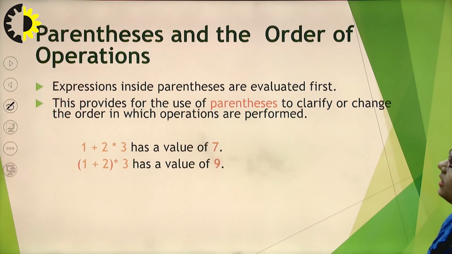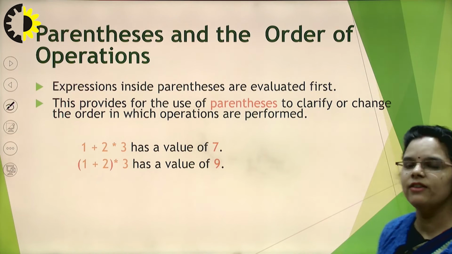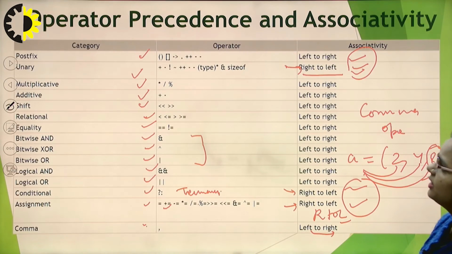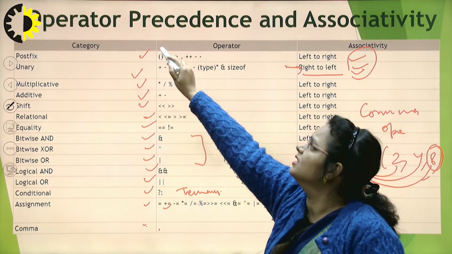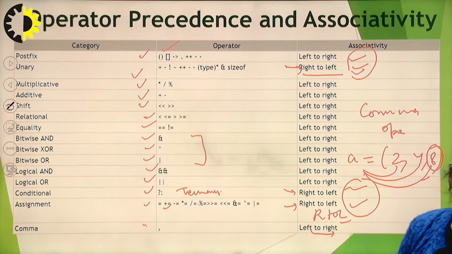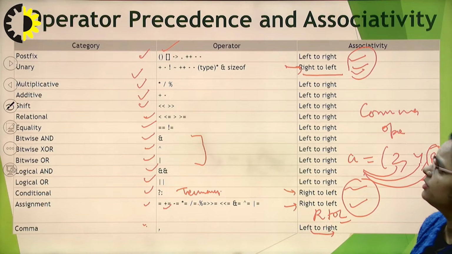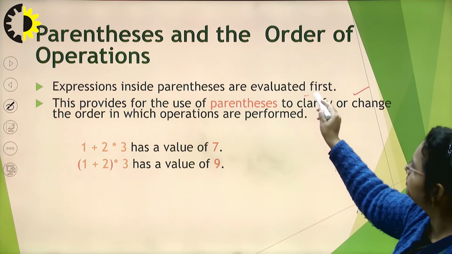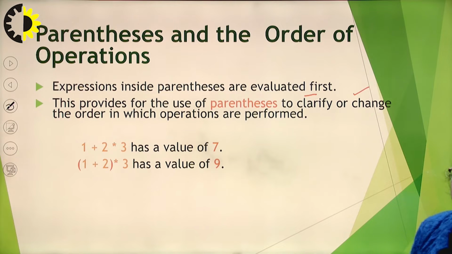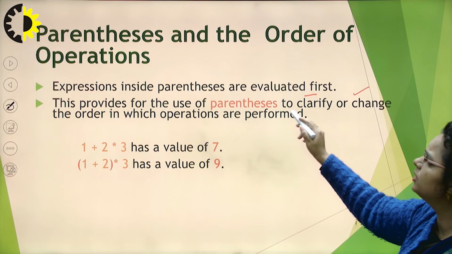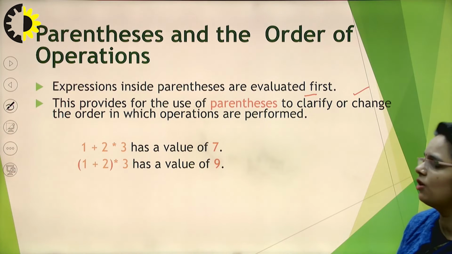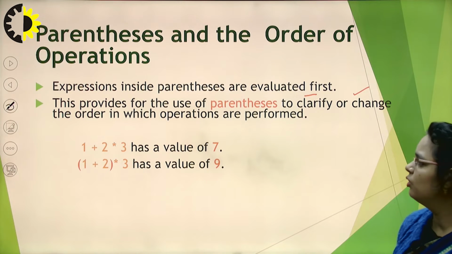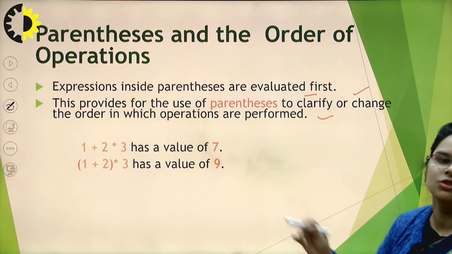So let us move to the next slide. Parentheses and the order of operations: how would the order of operations be evaluated? Expressions inside parentheses are evaluated first. If we check our last slide, the highest precedence is of postfix, and first of all the parentheses would be evaluated. All the expressions inside parentheses would be evaluated first, and this provides for the use of parentheses to clarify or change the order in which operations are performed.